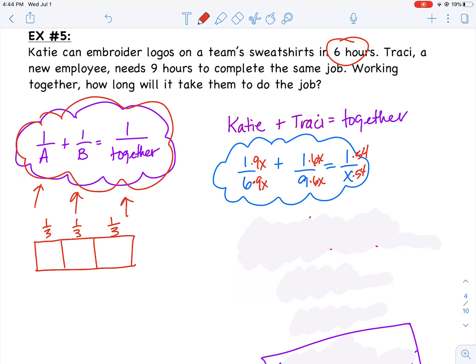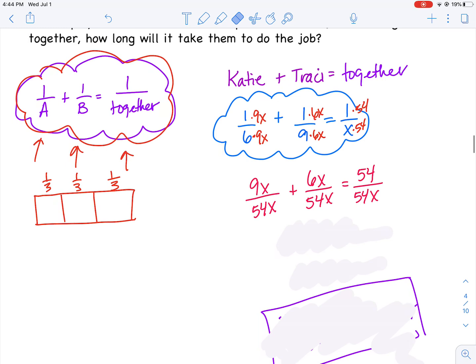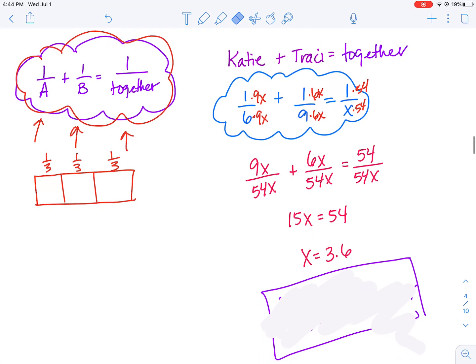And we know that once we have common denominators, then we can work with our numerators and help us solve these rational equations. So my new fractions look like this. They have common denominators, so we can work with the numerators now. On my numerator, I have 9x plus 6x. That's 15x, and that should be equal to 54. I can go ahead and divide by 15, and I end up getting x equals 3.6.